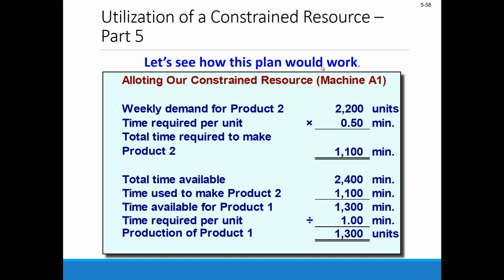Product 2 generates a higher CM per minute of time, so again, we'll fill all the demand we can with product 2 first. Then with that left over, we'll make as many units of product 1 as we can.